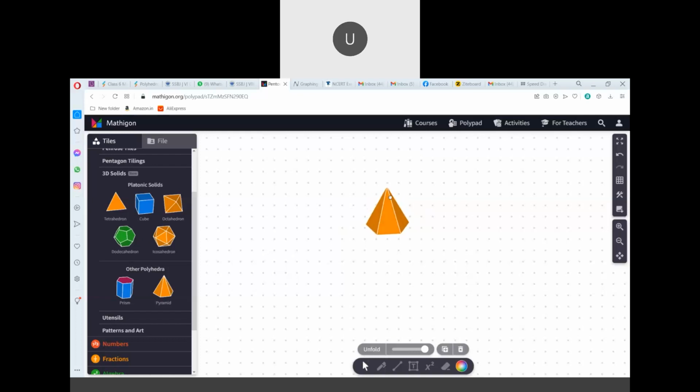Suppose if I show you in this way, from the side view, it is a triangle. You can see the bottom. It's a hexagon. This is a net of a hexagonal based pyramid.